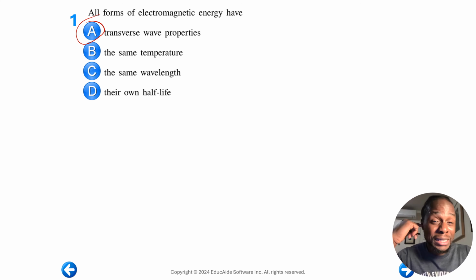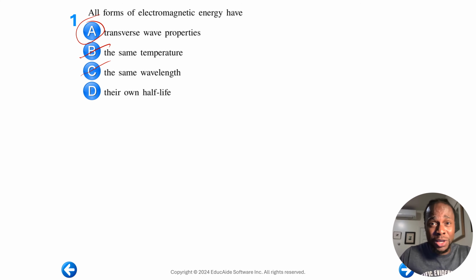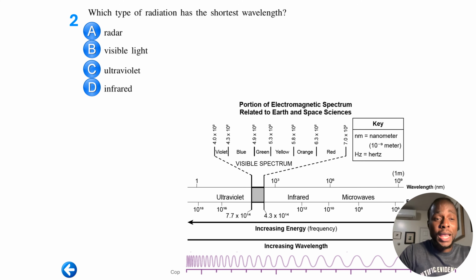Let's see. Have the same temperature? No, they don't have the same temperature. Red or infrared have way higher temperature than the other ones. So they don't have the same temperatures. They don't have the same wavelengths, right? That's what makes them different. They have different wavelengths and therefore different frequency. Have their own half-life? No, not at all as well. So let's move beyond that. So question number one, the answer should be A.